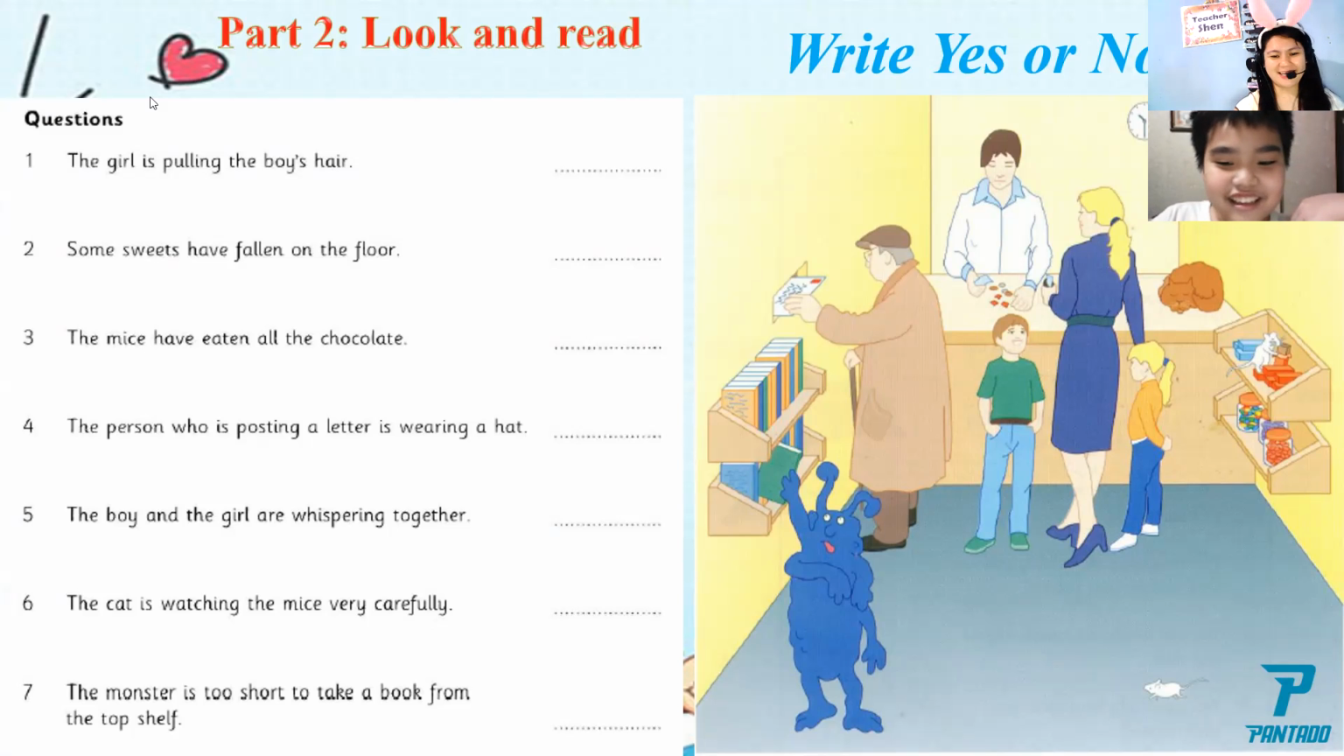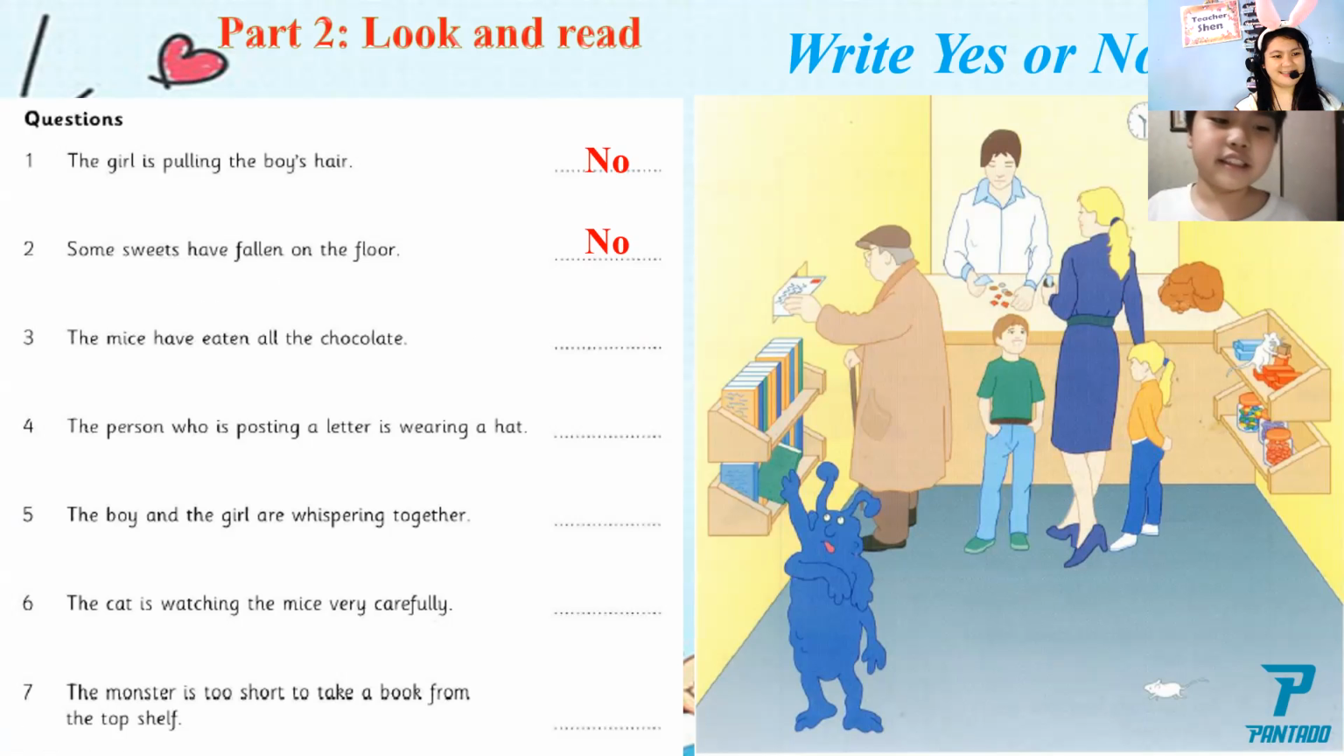And I wrote every question. Okay, now let's try if you still remember the answers, okay? Yes. Okay, for number one, can you read the number one? The girl is pulling the boy's hair. Is it yes or no? No. All right. It's no. Number two. Read the question first. Some sweets have fallen on the floor. No. All right.